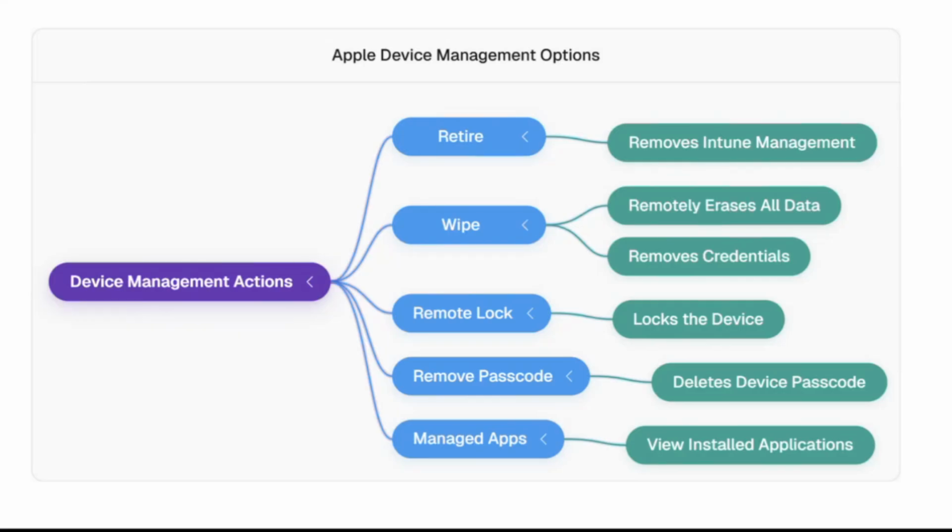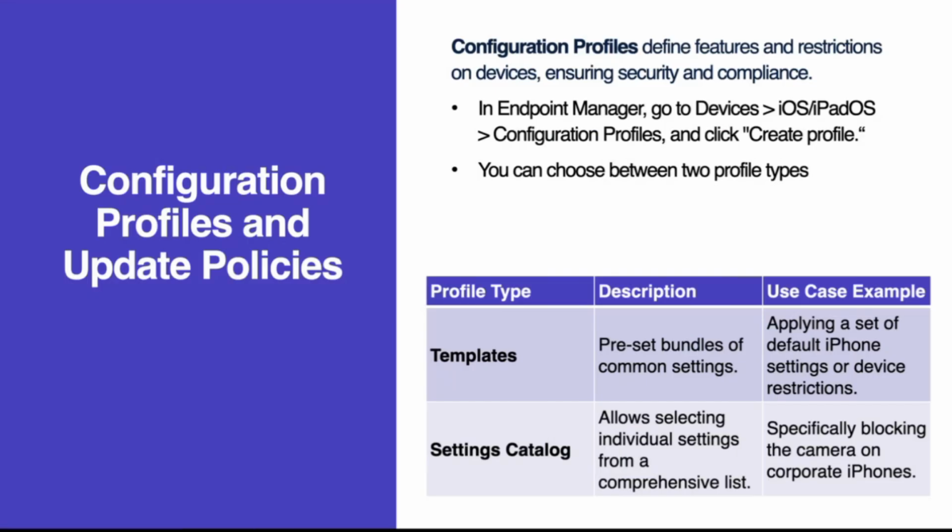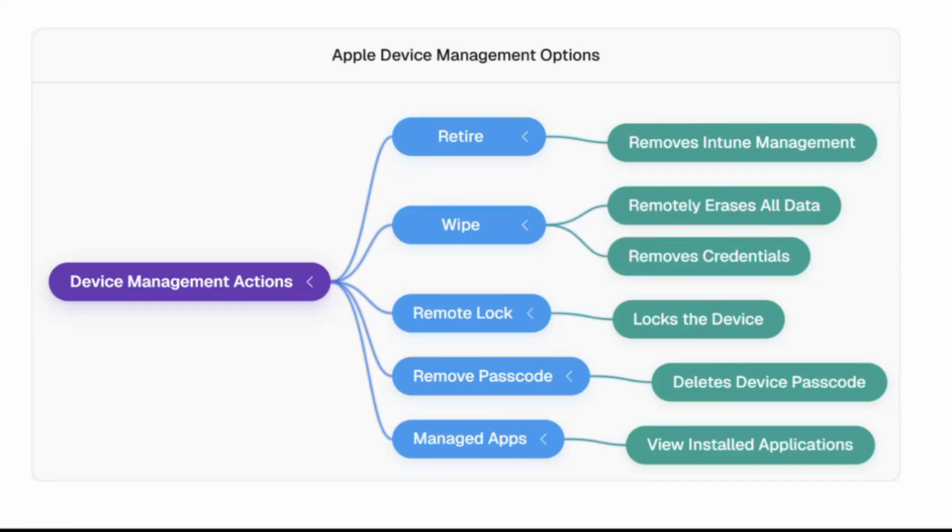And this is what the device management flow looks like. It is similar to what we were doing for Android. When we're doing the retire, retire will remove everything. When you are doing wipe, wipe will erase the data and remove the credentials of the users. When you're doing the remote lock, it will lock the device. When you're removing the passcode, it will delete the device passcode.